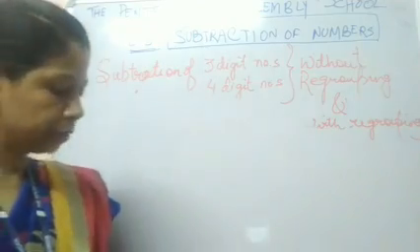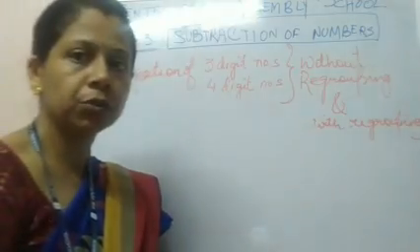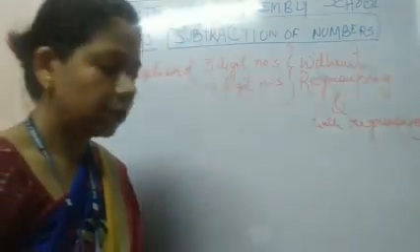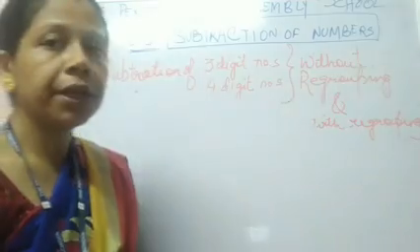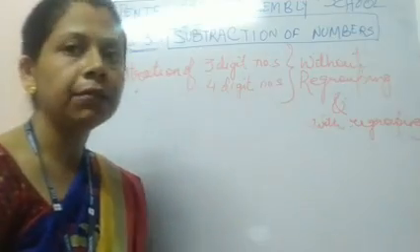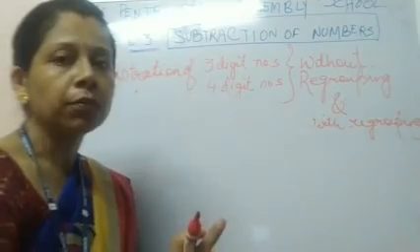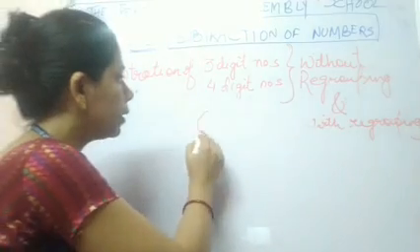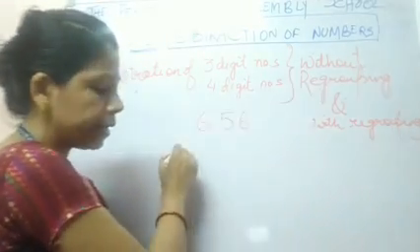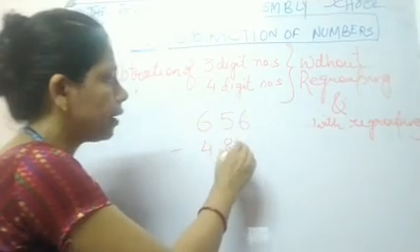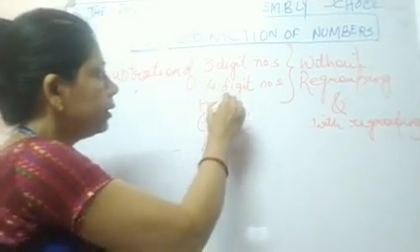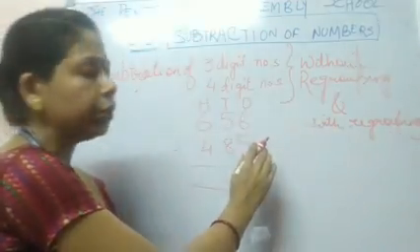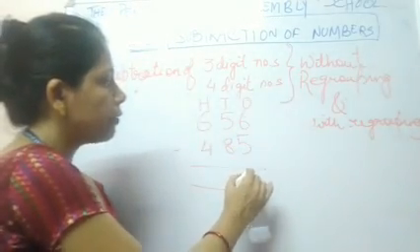Okay, come to page number 51. Students, come to page number 51. Subtract 485 from 656. Whenever from is written, whatever number is written after from, that will come first in the beginning. 656 minus 485. This is hundreds, this is tens and this is ones. In ones place, there is no need of borrowing. So 6 minus 5 is 1.